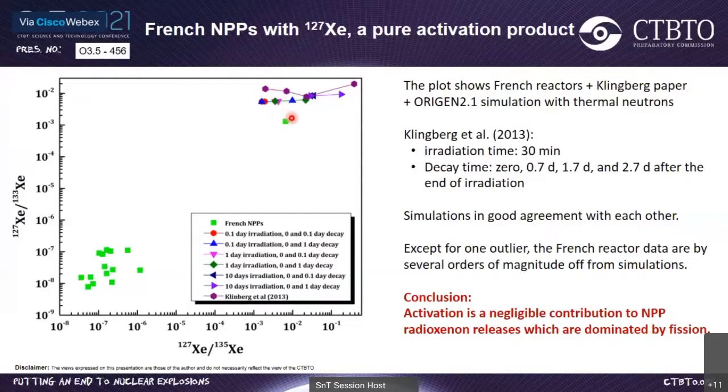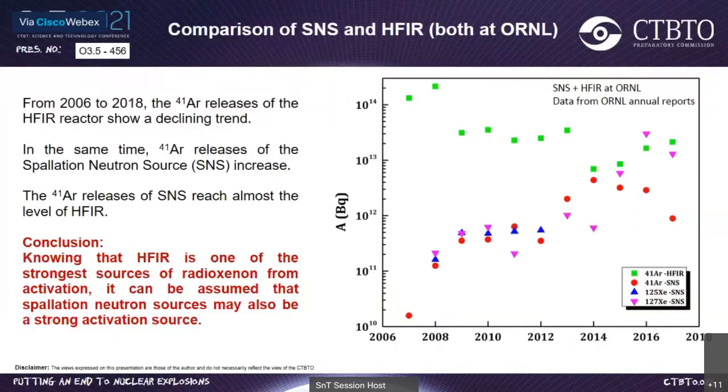Simulations are in good agreement with each other, except for one outlier. The French reactor data are off from the simulations by several orders of magnitude. So activation is a negligible contribution to MPP radioxenon releases, which are dominated by fission.